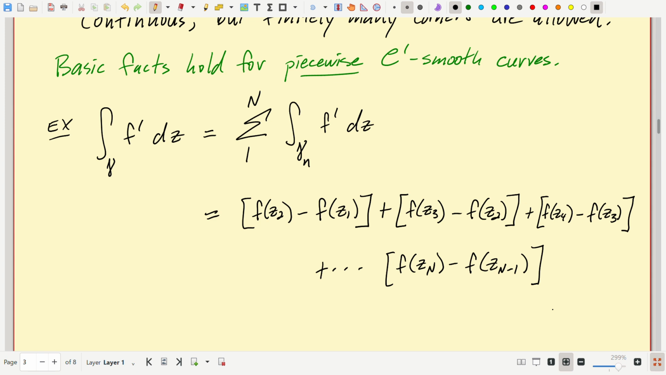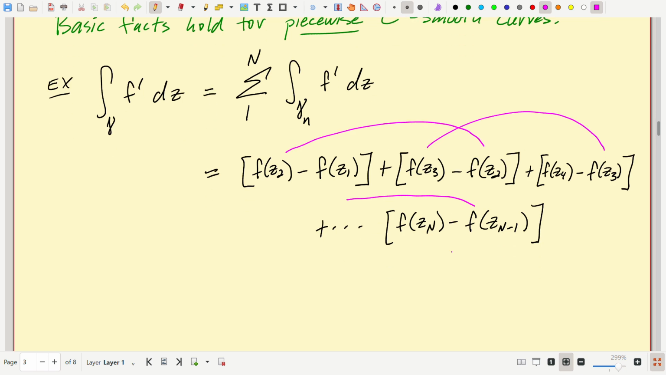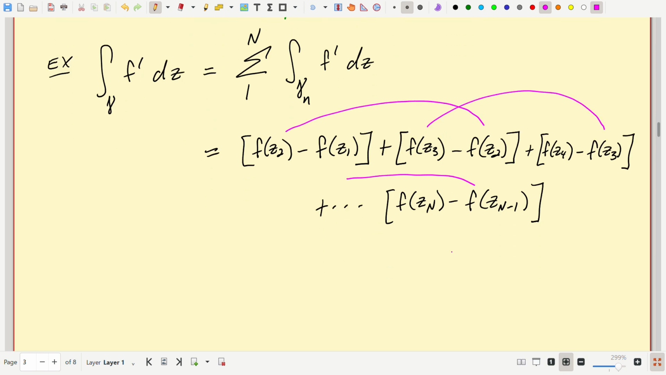And when you look at that, you realize, oh, this is a telescoping sum. So let's see, this f of z2 would get canceled by that one. This f of z3 would get canceled by this one with a minus, et cetera, et cetera. This one would get canceled by something. And there'd be two that don't get canceled, namely the starting one and the ending one.